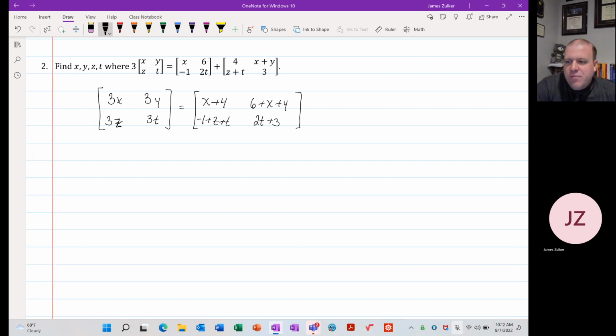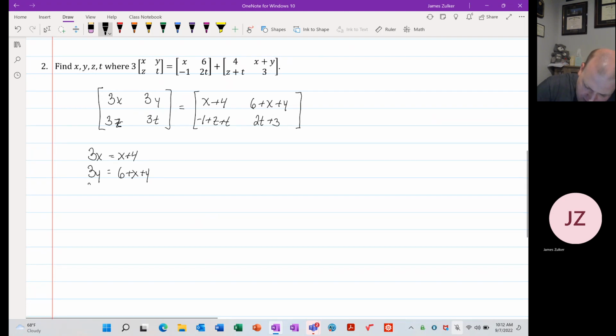Right. So two matrices are equal if and only if their corresponding entries are equal. So what that means is that we have to have 3x equals x plus 4. We have to have 3y equal to 6 plus x plus y. Have to have 3z equal to -1 plus z plus t. And we have to have 3t equal to 2t plus 3.